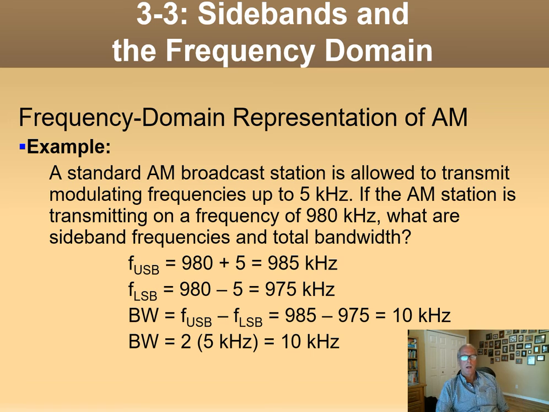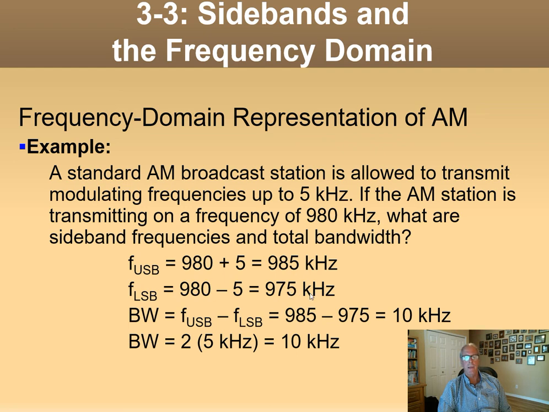So here's an example. We have 980 kilohertz plus 5 kilohertz. That's the modulation frequencies up to 5 kilohertz. So I was wrong. I said 3 kilohertz, it's up to 5 kilohertz. Still not very much bandwidth, right? 5 kilohertz is almost voice. I guess 3 kilohertz is voice, but I guess they want to accommodate a little bit of music in there. So 980 plus 5, 980 minus 5, so 985, 975.